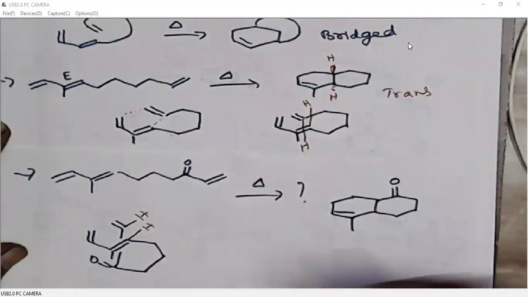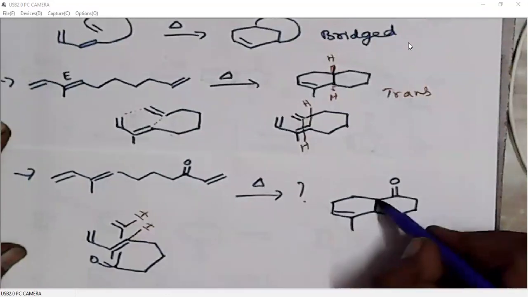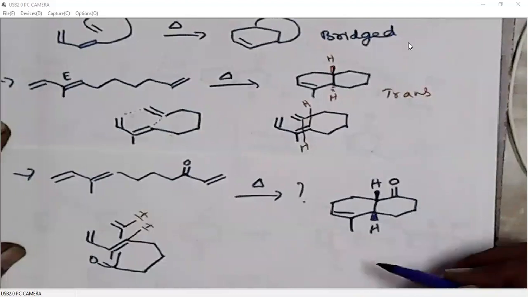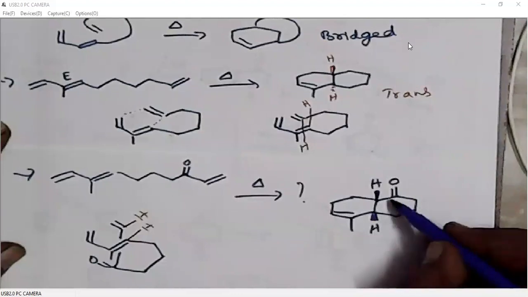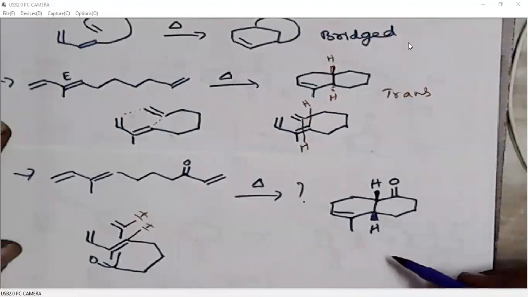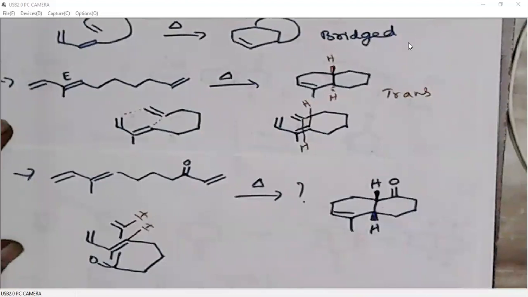And one more point, because it is an endo product, we will try to write this alkyl group below the plane. So we will write these two hydrogens above the plane. Having said that, this alkyl group must be written below the plane, so these two hydrogens above the plane. Is this the only single product possible? No, it is not. An enantiomer, that means both the hydrogens below the plane, is also possible. So what is important is here we are getting a cis ring fusion.